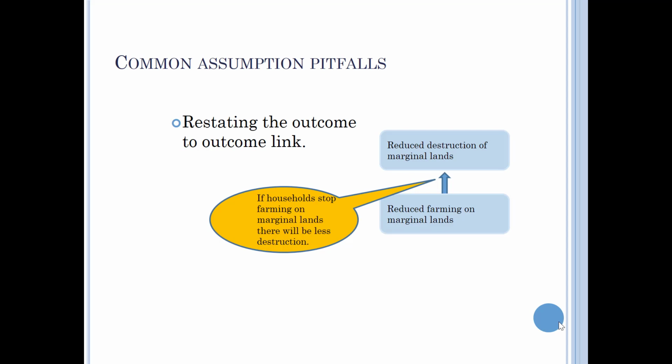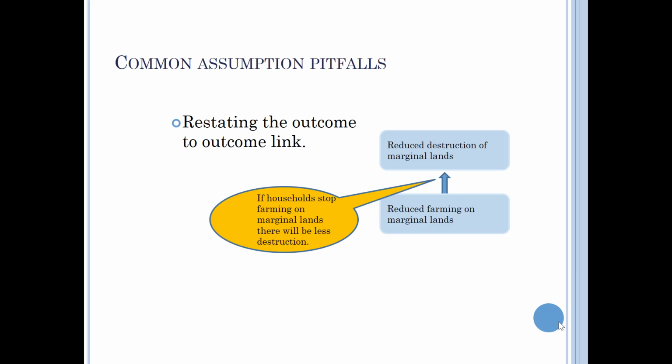It also can happen that you are just restating the outcome in an outcome link. You have an outcome which says reduced farming on marginal lands, and this contributes to a reduced destruction of marginal lands. And then you have an assumption where you say this is only possible if households stop farming on marginal lands, and only then there will be less destruction. So you are in fact just rephrasing, restating the outcome before, which is reduced farming on marginal land. So this is redundant. It is not an assumption.